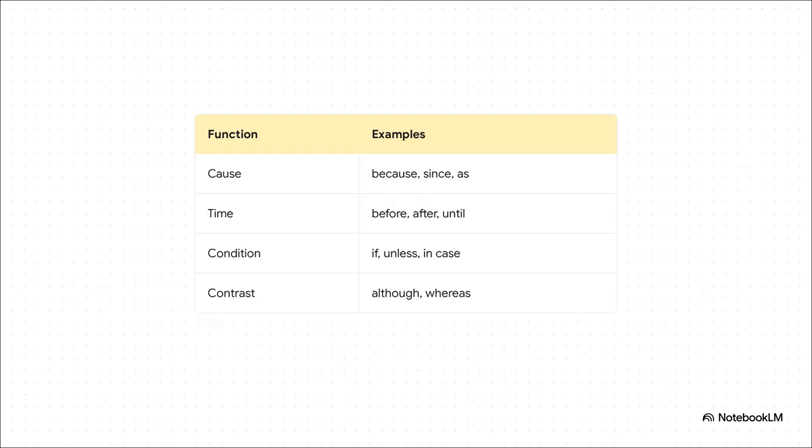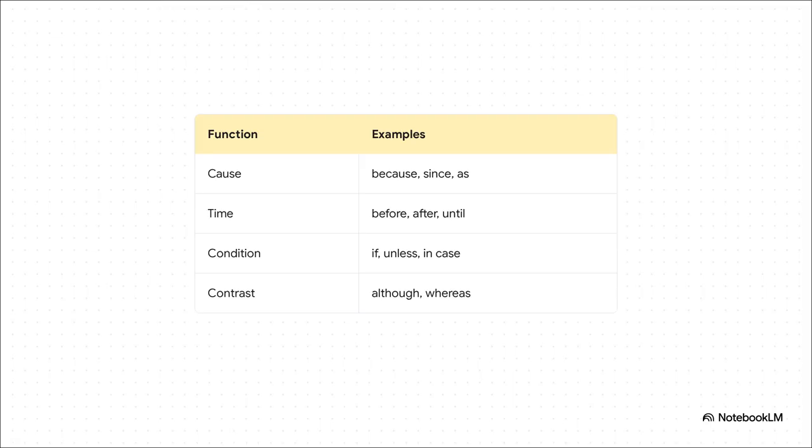Finally, contrast, although or whereas. Although it was raining, they played golf. And hey, here's a massive pro tip that will instantly upgrade your writing. If the dependent clause comes first in the sentence, like, although it was raining, you absolutely must put a comma after it. But if the independent clause comes first, as in, they played golf although it was raining, you drop the comma entirely.